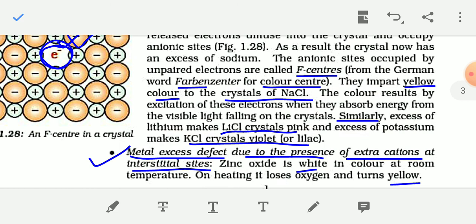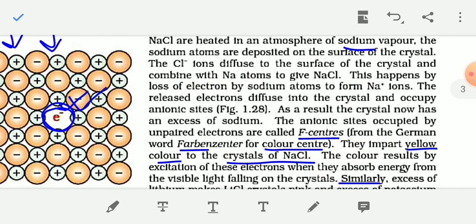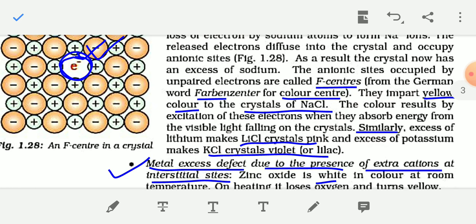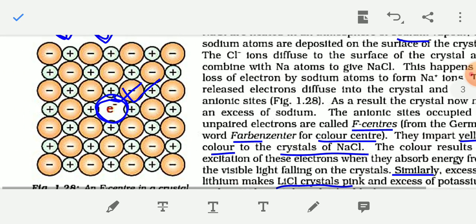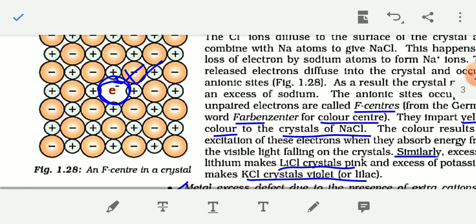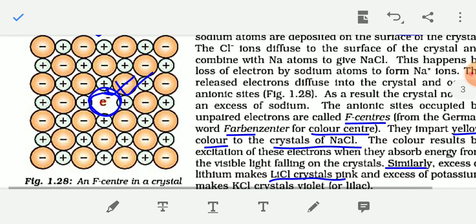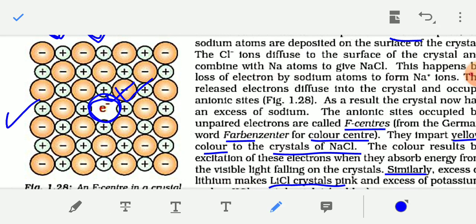So the question is, why does sodium chloride crystal become yellow when it is heated in the presence of sodium vapor? Or a similar question, why does lithium chloride crystal become pink when it is heated in the presence of lithium vapor? Similarly, why does potassium chloride, that is KCl crystal, become violet when it is heated in the presence of potassium vapor? All three types of defects are similar. These are metal excess defects.